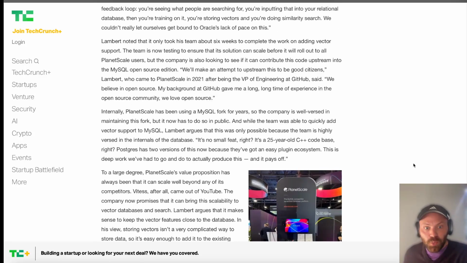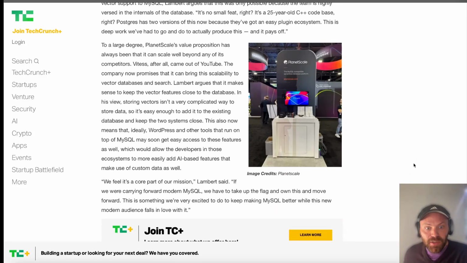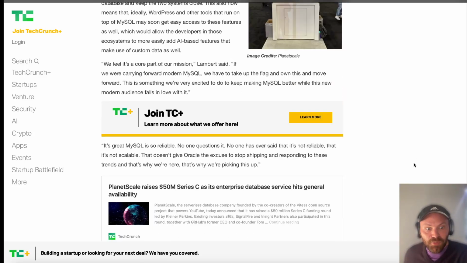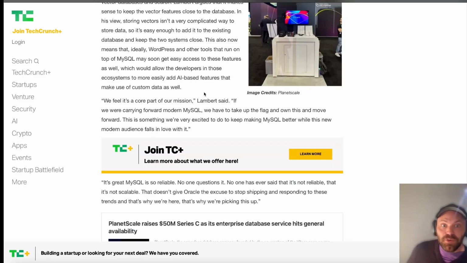This whole article is worth a read, frankly, but there was a quote at the bottom I wanted to get. "MySQL is so reliable, no one questions it. No one has ever said that it's not reliable, that it's not scalable. That doesn't give Oracle the excuse to stop shipping and responding to these trends, and that's why we're here. That's why we're picking this up." There was a lot of that throughout the article too.